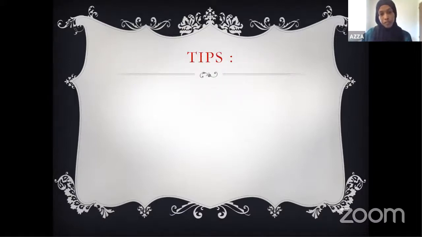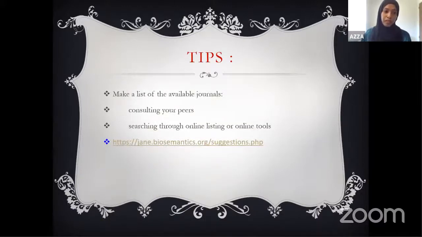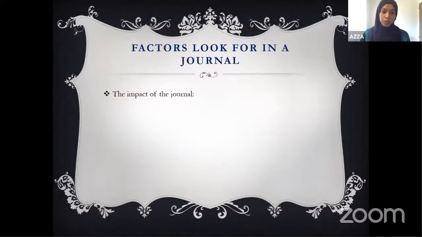There are a few tips here on how to choose a journal. Of course, you have to make a list of the available journals, either by consulting your peers, searching through online listings, or using any online tool. We have a great tool called Jane. I'm going to look at it after the end of my presentation. I'm just going to give you brief tips to look at when we go through the Jane application.